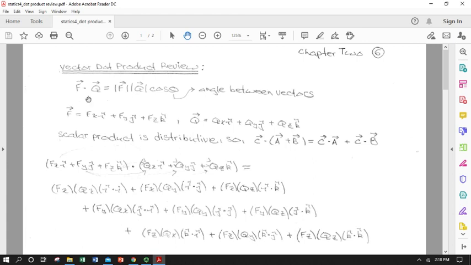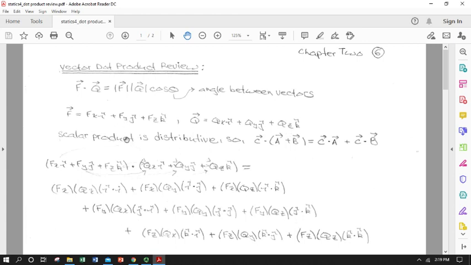If we want to describe this algebraically, there's actually an algebraic definition of the dot product. So we have to write our vectors in orthogonal directions to do that. And so I've got F and Q written out with their component parts. This is F sub x in the i-hat direction, plus F sub y in the j-hat direction, plus F sub z in the k-hat direction. So it's kind of like x, y, z directions. And the same with Q.